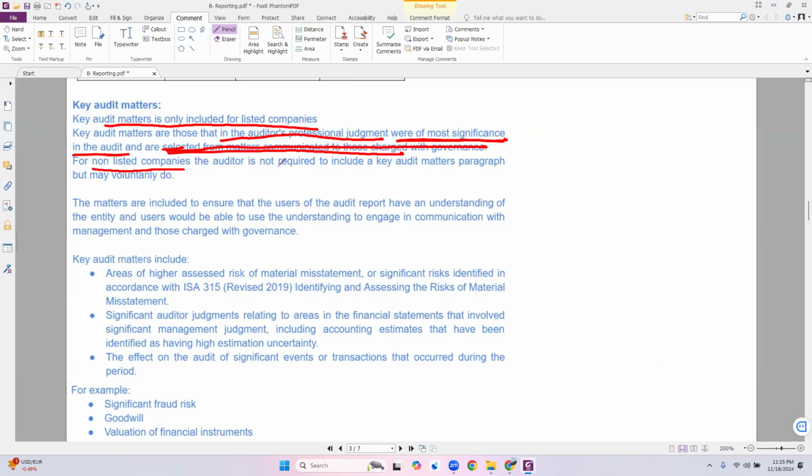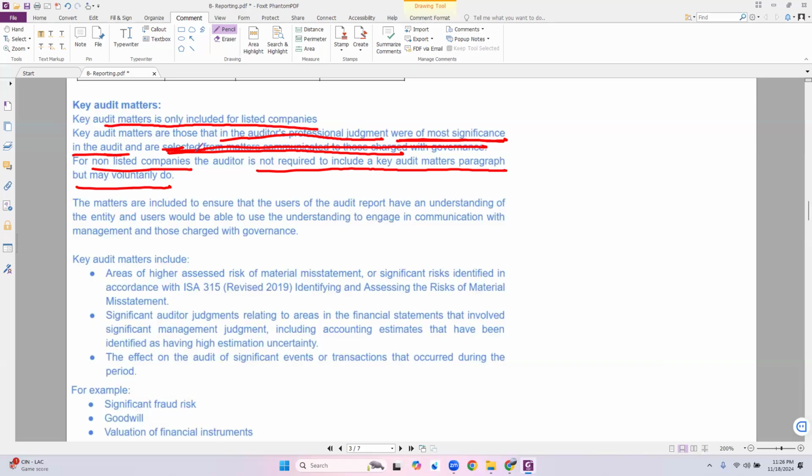For non-listed companies, the auditor is not required to include a key audit matter paragraph, but may voluntarily do so. So this line simply means that for non-listed companies, if an auditor does not include the CAM section within his auditor's report, they have no obligation to do so in the first place. But still, if they want to, they can do it voluntarily. But they are not required to do it. But for listed companies, they are required to do it. Understood?